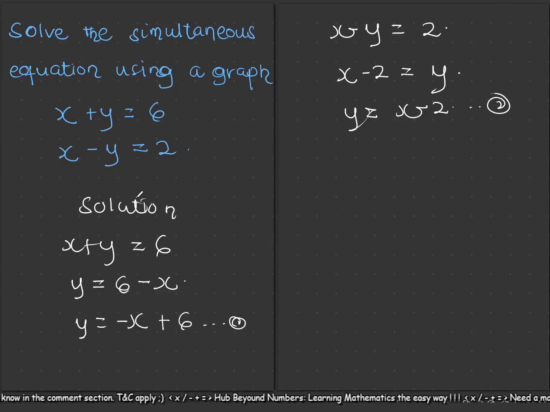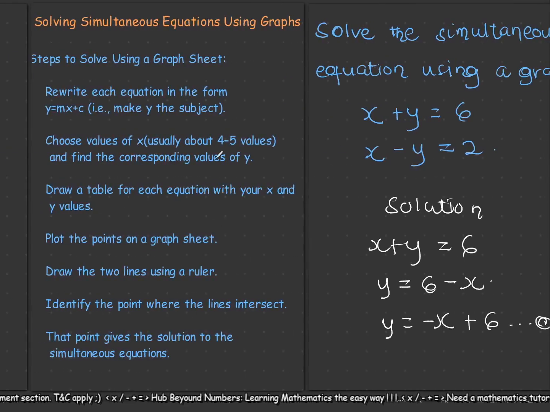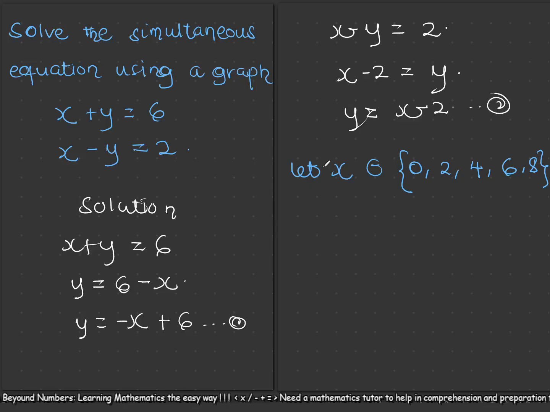There are ways you can do it. As I said earlier, if you are well versed in plane geometry, the easiest way to plot a line is knowing two extreme points. One could also know the y-intercept and the x-intercept. If you're able to locate those, you can quickly draw your line. But the instruction here says you should choose values of x, usually about 4 to 5. It is quite simple, so let's go with this method. Let x be an element of 0, 2, 4, 6, and 8. Then we start with the first equation.